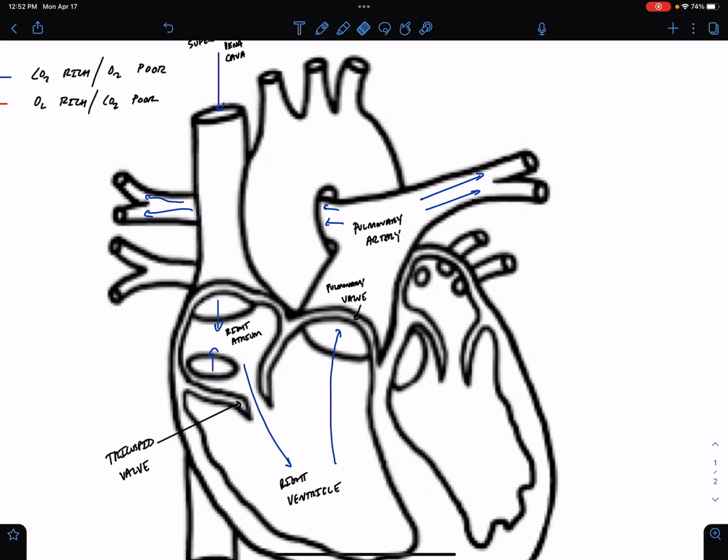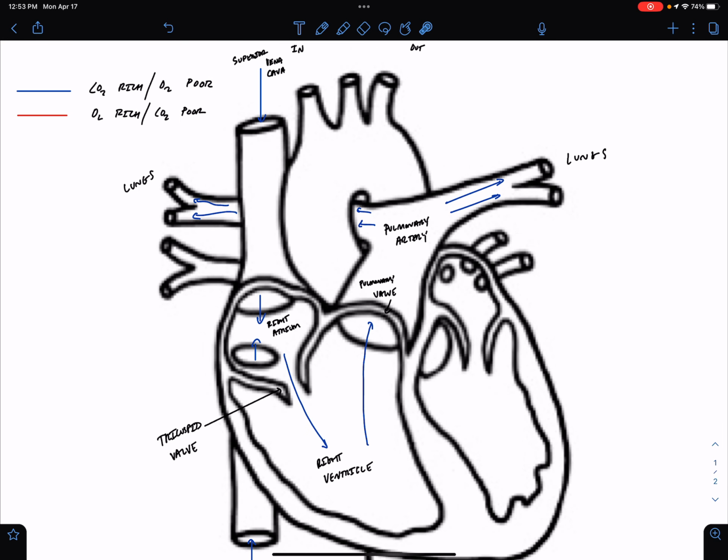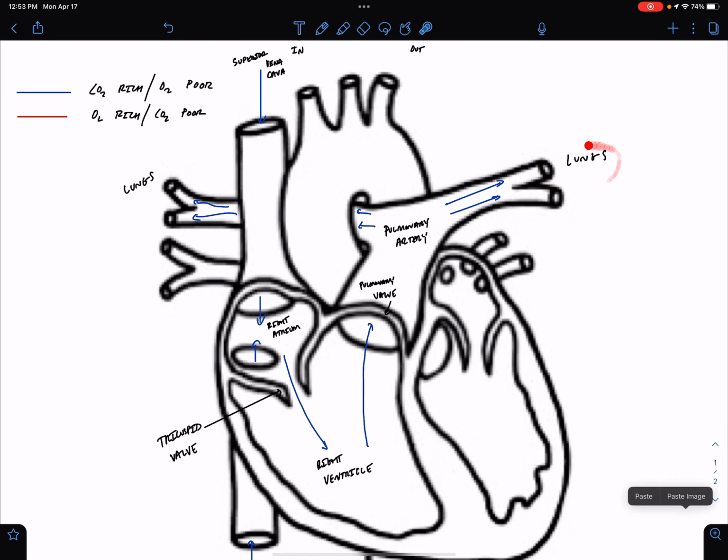You have 2 lobes of your lungs, so the blood is going to go into both your left and your right lung. Okay, in the lungs, it is going to drop off CO2, which you are going to exhale, and it's going to pick up oxygen that you have inhaled.